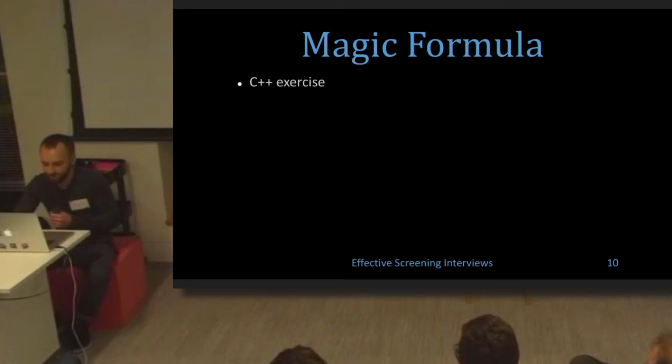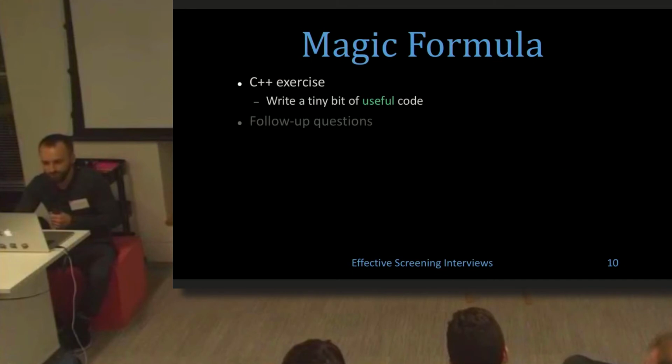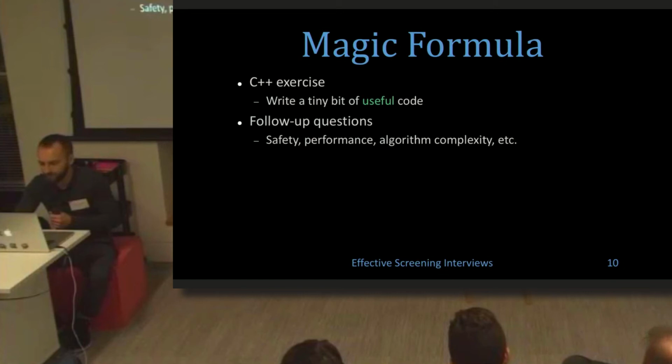So this is how we do it. For the C++ exercise, we would ask the candidate to write about 10 lines worth of useful code, some minimal algorithm. We'd ask follow-up questions as they present a great opportunity to cover a variety of general programming knowledge. Candidates rarely fail there, and usually after that we have a better understanding of their seniority level.